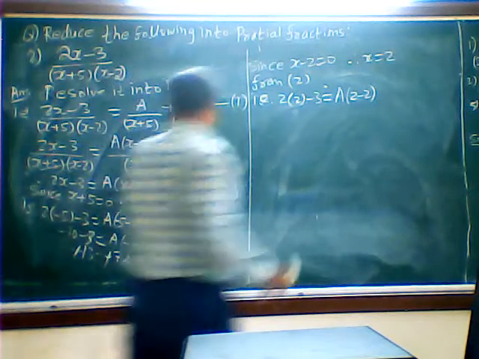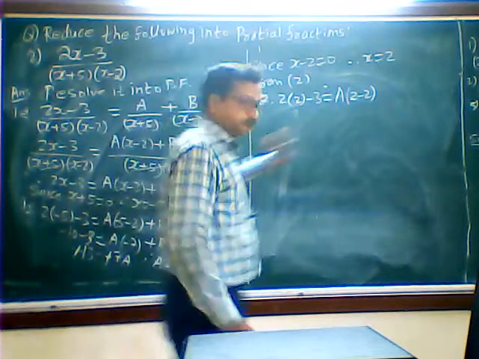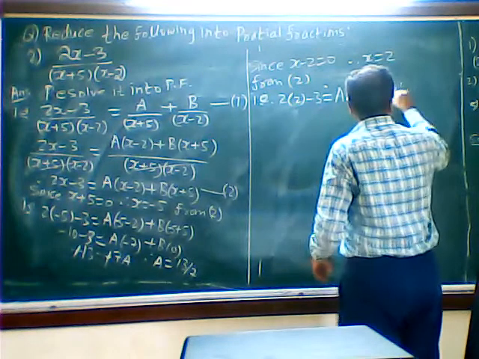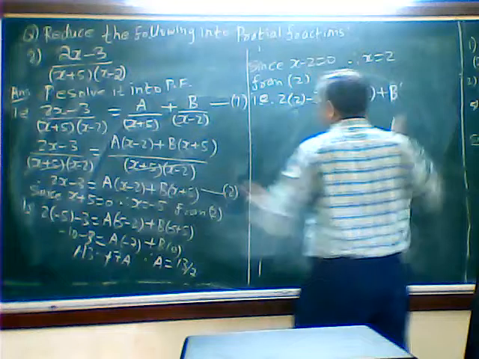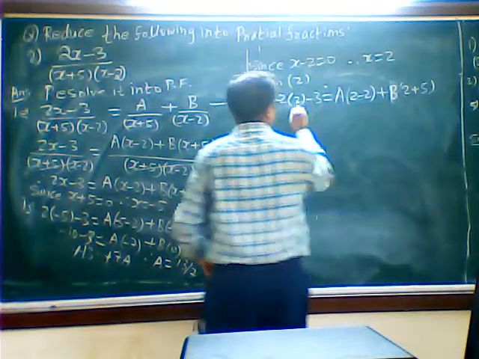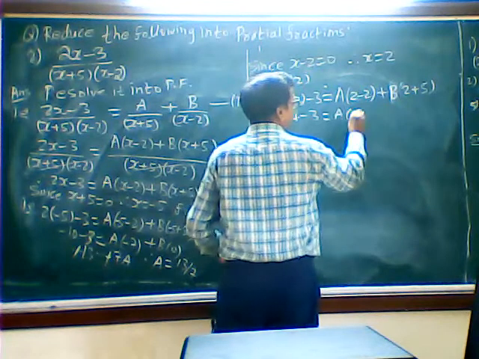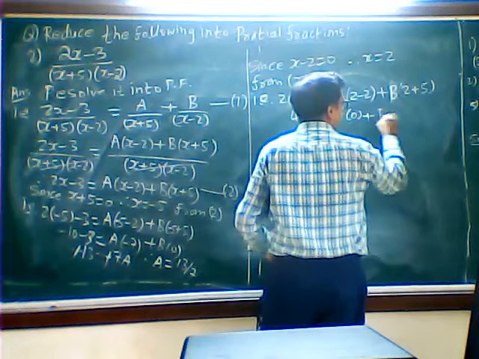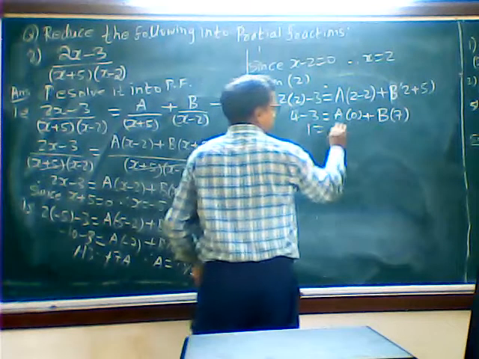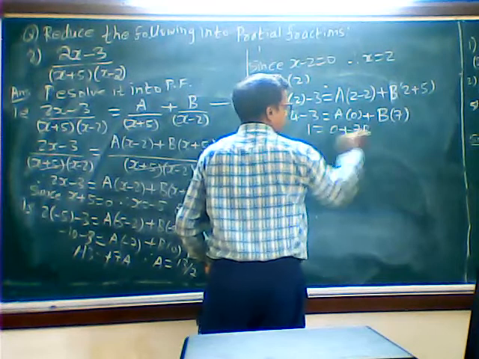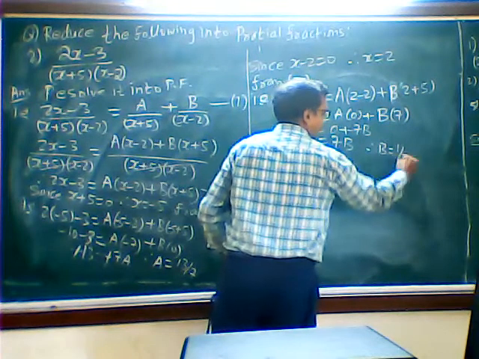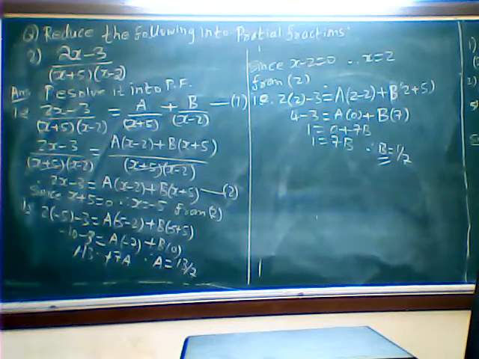Now we are putting x is equal to 2. Now A will get cancelled. That was some mistake, rectify. Plus B into x plus 5, that is 2 plus 5. So 2 into 2 is 4, 4 minus 3. A into 0 plus B into 7. So 4 minus 3 is 1. A into 0 is 0, 7B. 1 is equal to 7B. Therefore B is what? 1 by 7. B is 1 by 7.